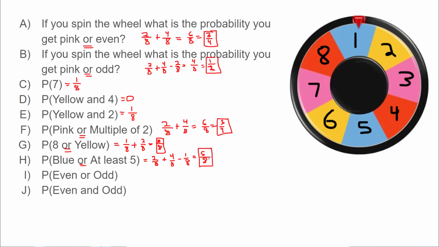Okay, even or odd. So the probability that it's even is 4 out of 8. The probability that it's odd is 4 out of 8. It can't be both even and odd, so you get 8 out of 8, which is a 1. Okay, and then even and odd, well, it can't be both even and odd, so that is 0.